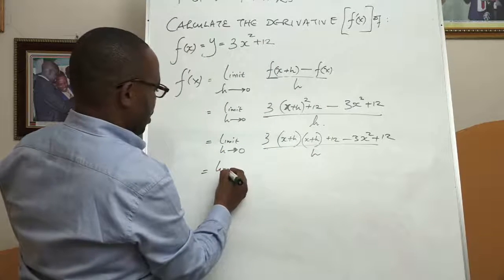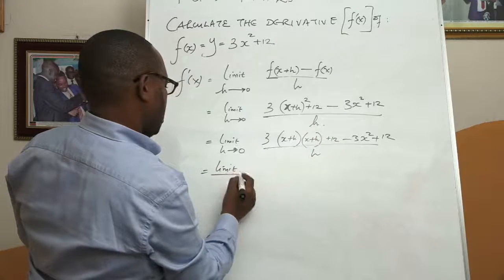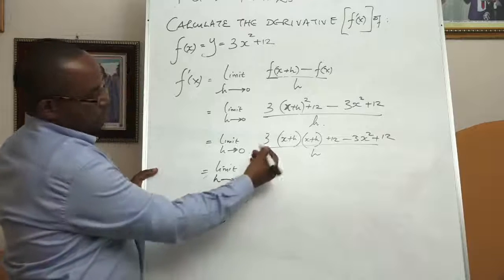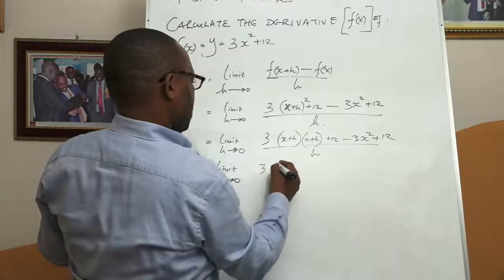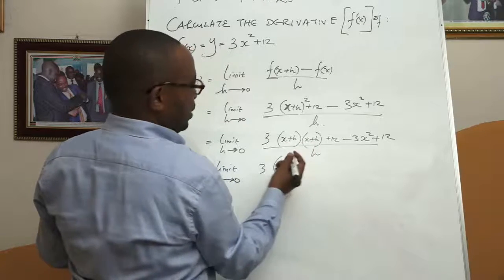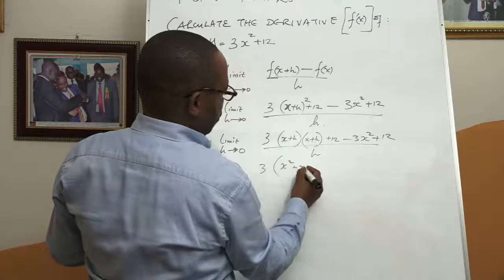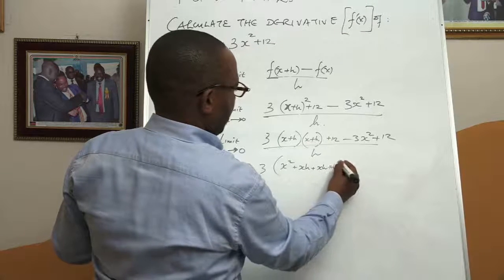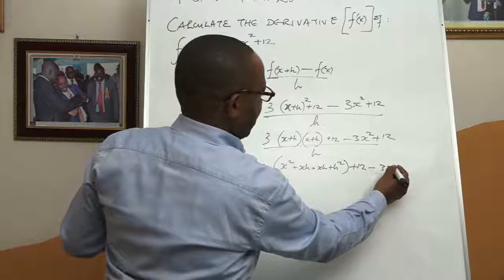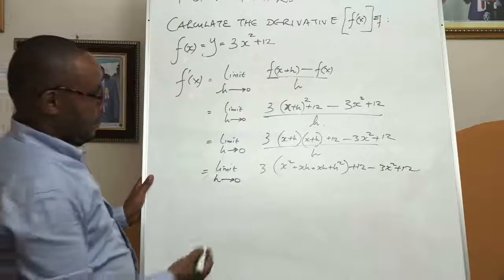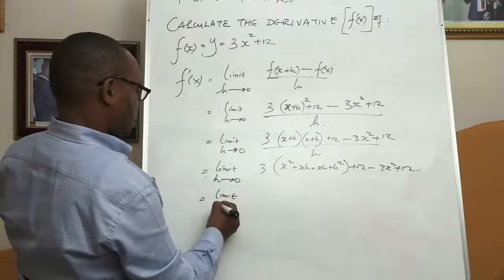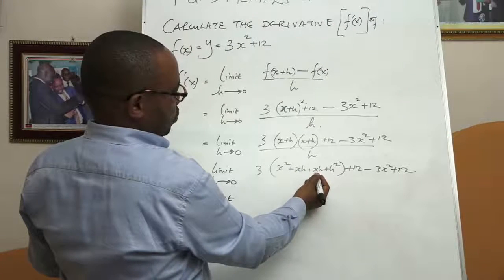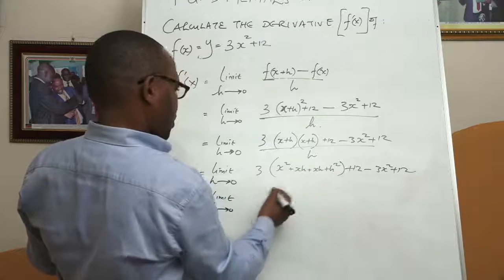If you can remember how to open brackets, you know how to open a bracket. It is 3 times the bracket. x times x is x squared. x times this is xh. This is again plus xh plus h squared, plus 12, minus 3x squared plus 12. Again, we open the bracket. These are 2xh.